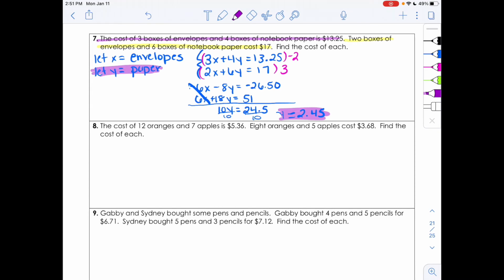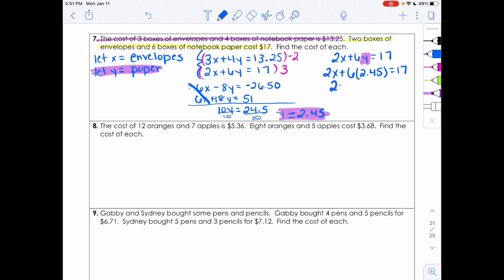So I know it costs $2.45 for the paper. The problem asked me to find the cost of each, so now I need to find out how much for the envelopes. So I'm going to pick one of my original equations and plug that y in. I'm going to pick 2x plus 6y equals 17, and I'm going to replace y with $2.45 because I know that value from what I just did. And then I'm going to solve.